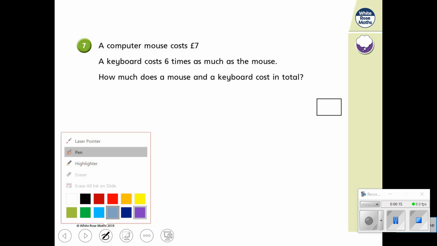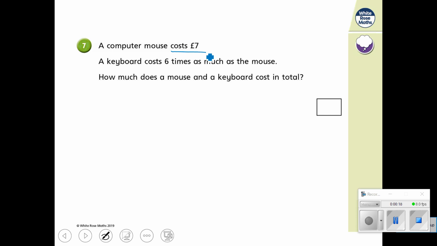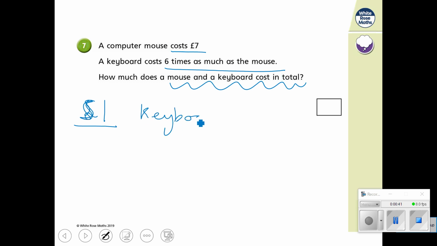Let's begin. Right, a computer mouse costs £7. The keyboard costs 6 times as much as the mouse. How much does a mouse and a keyboard cost in total? Oh, I bet I've got to catch some of you out in here. This is actually a 2-step problem. Step 1 is to find out how much the keyboard costs. Okay, and then step 2 will be to find out how much the keyboard, I'm going to put KB, and the mouse cost altogether.